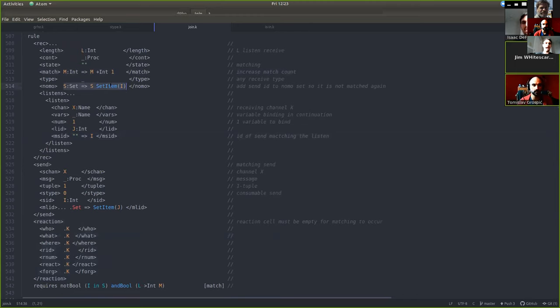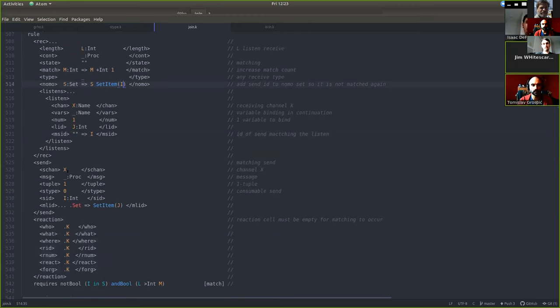I'm adding this element I, which is the ID of this send, to this set, which is basically telling me you can't possibly match with these again. You've already matched with them. In a sense, you're partitioning, right? The sets on the group that can match in the other group, which is exactly right. And I capture that with this requires statement here. It requires that it's not the case that I is an S. So I being an S would mean that send had already matched with another listen in the receive. And so I need that to not be the case, basically.